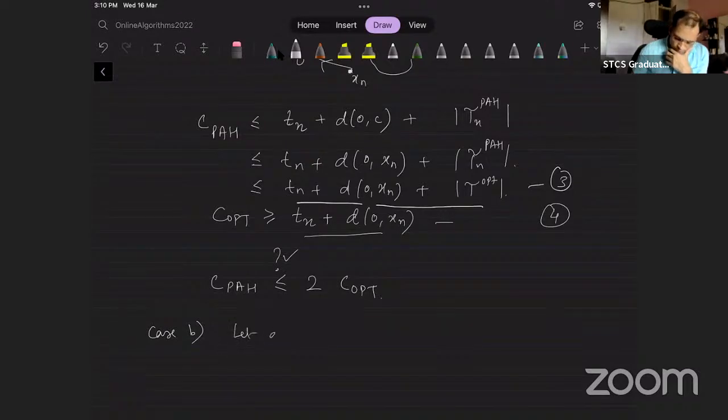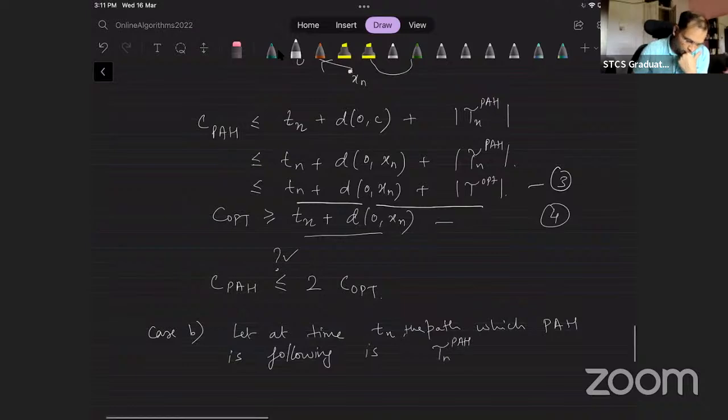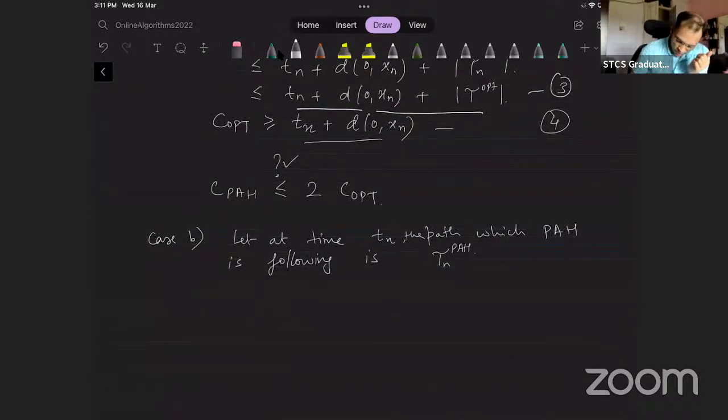So let at time tn, the path which PAH embarked upon, which path PH TTH and TN, the path which PAH is following, TN PH. Now this is an important definition.